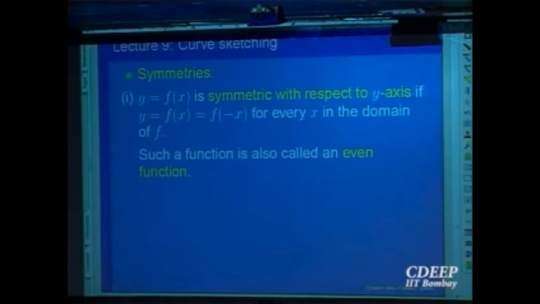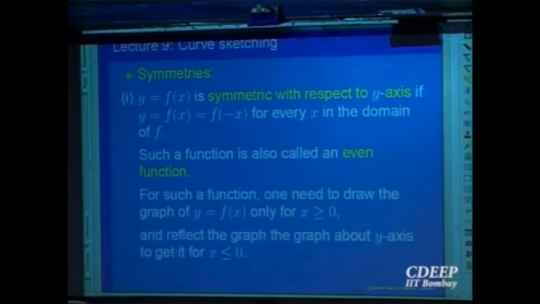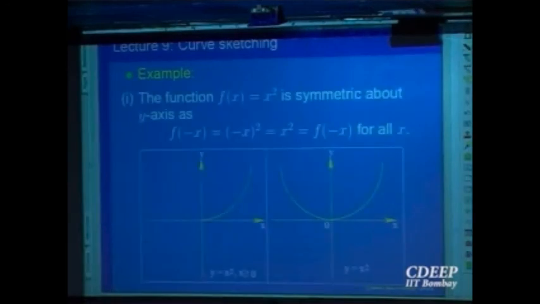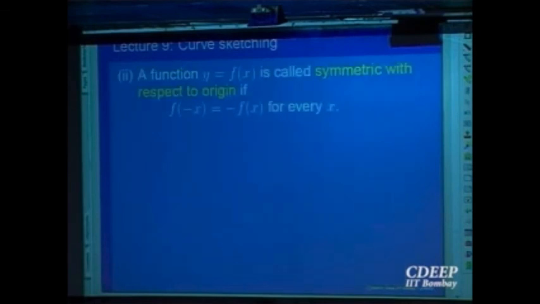So now let us look at, so for example, your standard function y equal to x square, you have to only draw it on one side to get a picture on the other side. Then there is another property where f of minus x is not equal to f of x, but it is minus of f of x. Such functions are called symmetric with respect to the origin, or the earlier ones are called even. So one says they are odd functions, but there is nothing odd about them, right? Even they are nice. Okay?